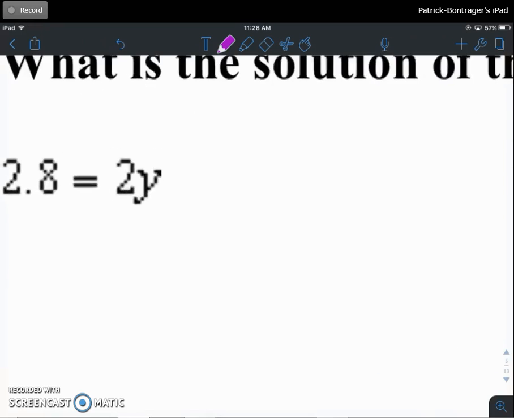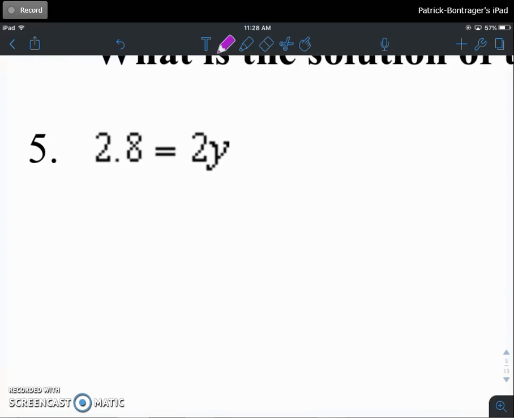Okay, back to same old, same old. Our 2 and y are connected through multiplication, so we're going to undo by division, and we get 1.4 equals y.